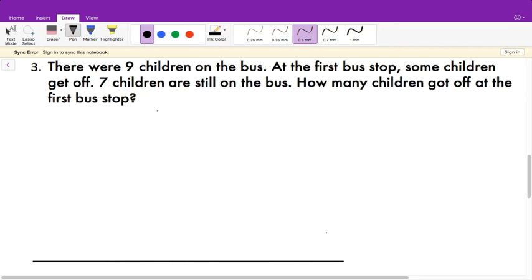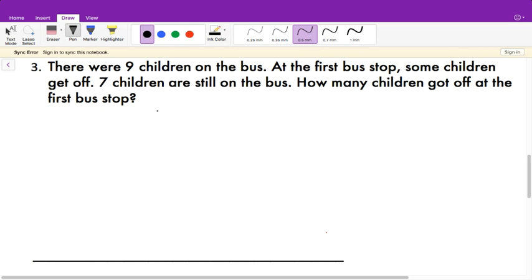All right, we're on to number 3. Let's read it together. There were 9 children on the bus. At the first bus stop, some children get off. 7 children are still on the bus. How many children got off at the first bus stop?